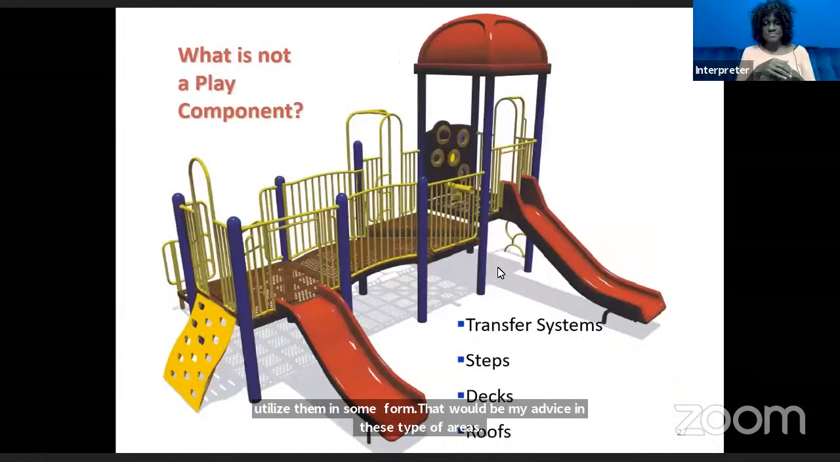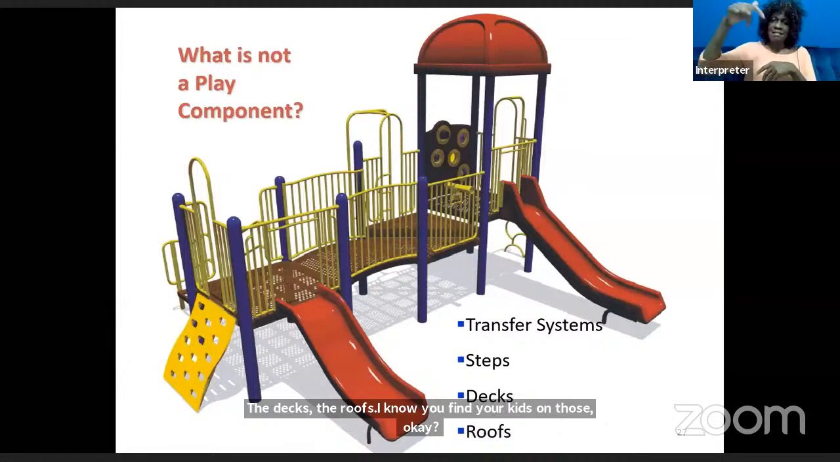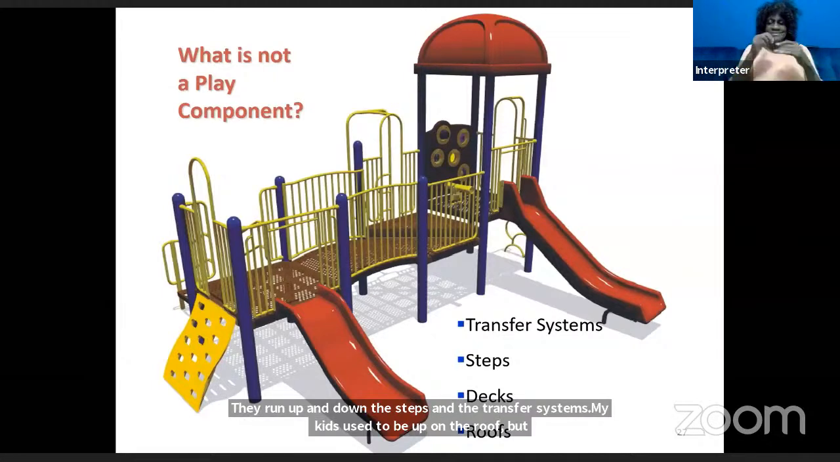So what's not a play component? Well, we say the transfer system, the steps, we even say the ramp, the decks, the roofs. I know you find your kids on those. Okay, they run up and down the steps and the transfer systems, and my kids used to be up on the roof, but it's not considered a play component per the standard.